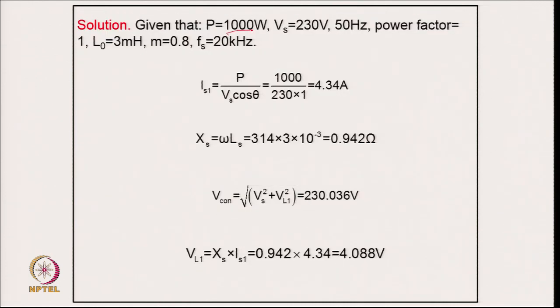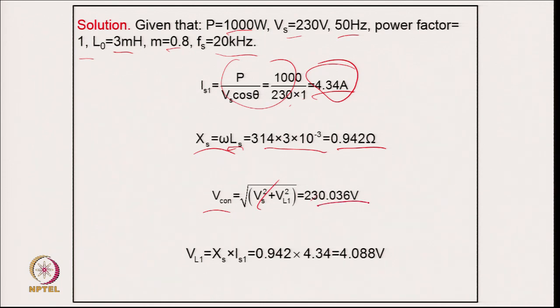So, given here output power 1000 watt, supply voltage 230 volt, 50 hertz, power factor is maintained unity, the inductor 3 millihenry, modulation factor 0.8 and the switching frequency. So, considering the power factor unity and input voltage and power, we can find out the input fundamental current, 4.34. Then we can take the inductor drop at fundamental frequency, inductance is given. So, we can find out the converter fundamental voltage, VS square plus inductor drop. It comes from this relation 230.06, and we get the fundamental inductor voltage drop by multiplying the reactance by the input current.